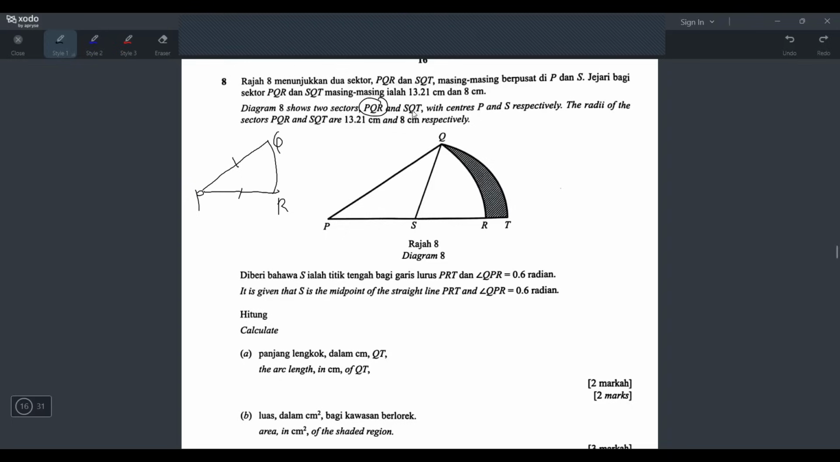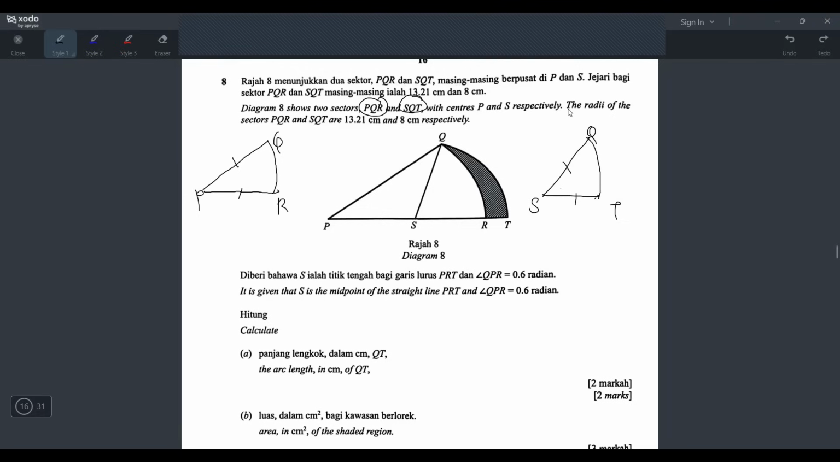All right, let's see what else. SQT is another sector. So I'm going to take out the SQT sector, because these two sectors already overlap in this diagram. When they overlap, it's very hard to see which one is the radius. That's why I try to separate them. So this is S, this is Q, this is T, and it's very obvious these two lines are the radius. So they will be the same length also, and this is the arc.